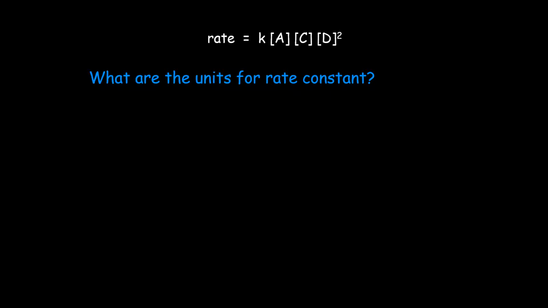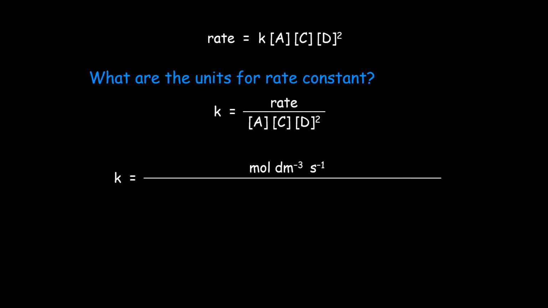Now the units. So rearranging to make k the subject, k equals rate over that. So it's going to be moles per decimeter cubed per second divided by, now cancel one of them out, add those three together, bring it up to the top, and it becomes dm^9 mol^-3 s^-1.